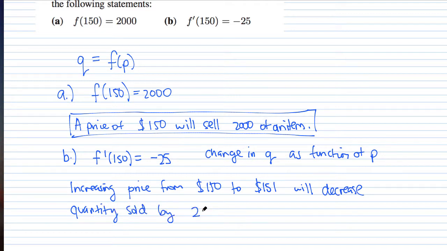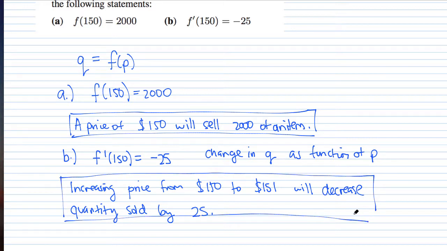by 25. Now you can actually write this several different ways. You can say that a change in price of $1 will decrease the quantity sold by 25. But the point is that we only know this derivative value at 150. So this doesn't necessarily mean that a change in price of $1 will always decrease the quantity sold by 25. We just know that really at this one location, or this one price.